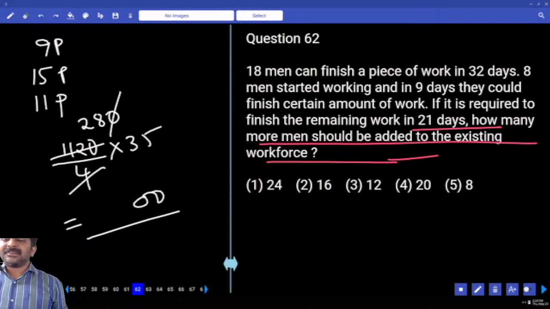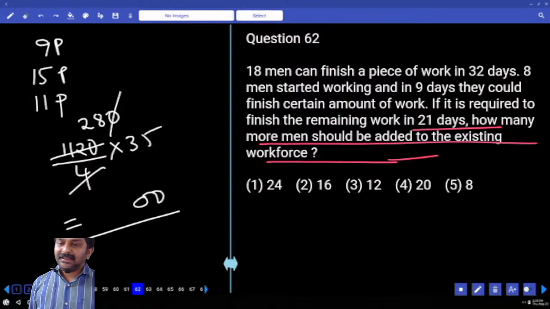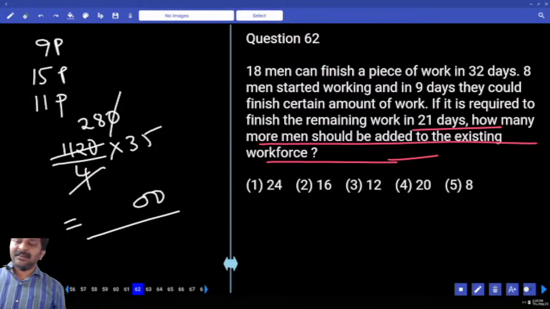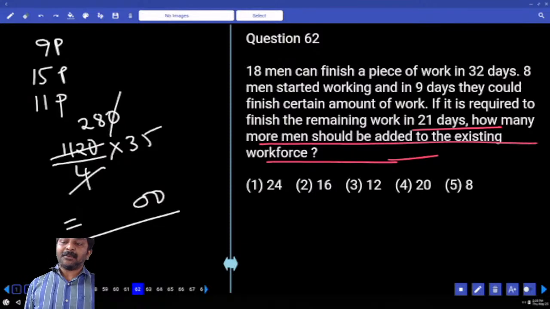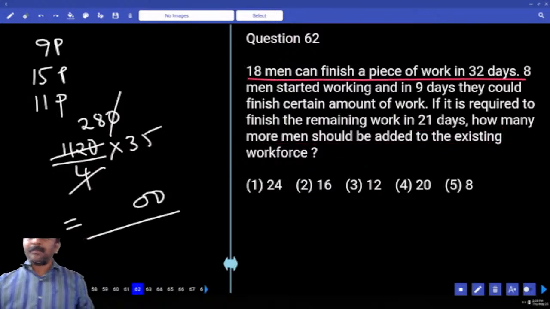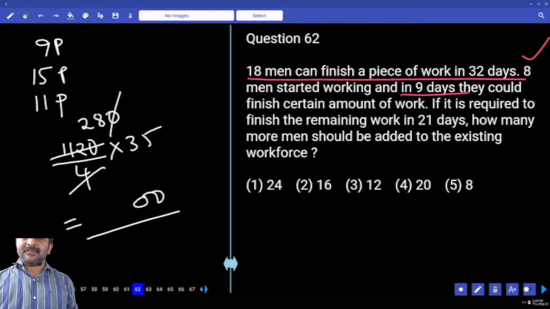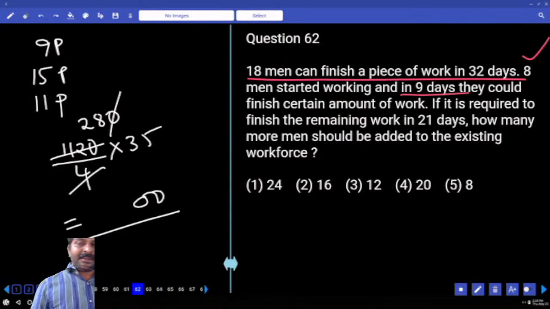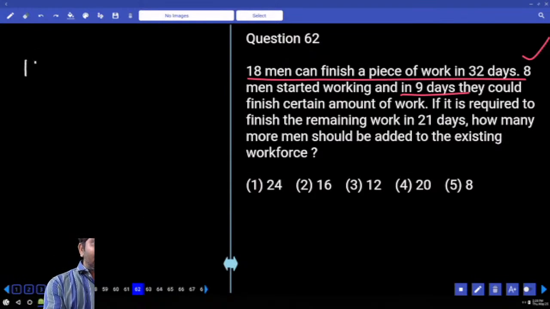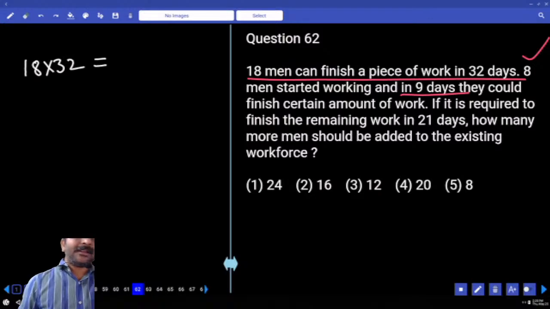18 men can finish a piece of work in 32 days. 8 men started working and in 9 days they could finish a certain amount of work. If it is required to finish the remaining work in 21 days, how many more men should be added to the existing workforce? Right. 18 men can complete the work in 32 days. 8 men started working and worked for 9 days. That means total work is equal to 18 men worked for 32 days. This is the total work, correct?